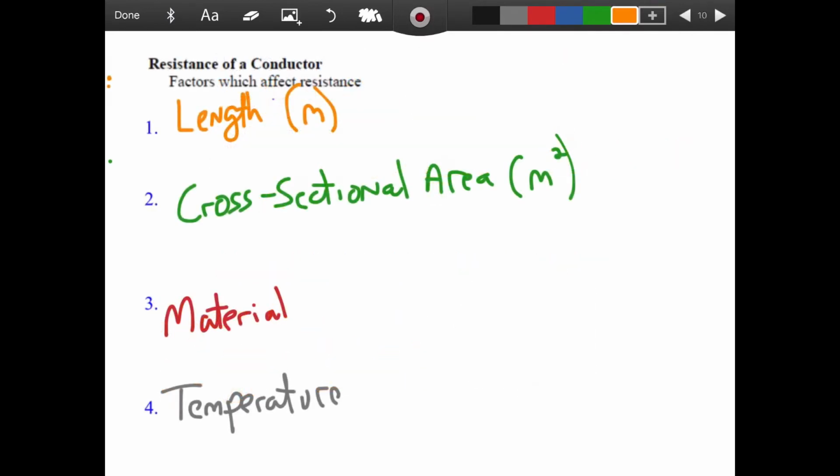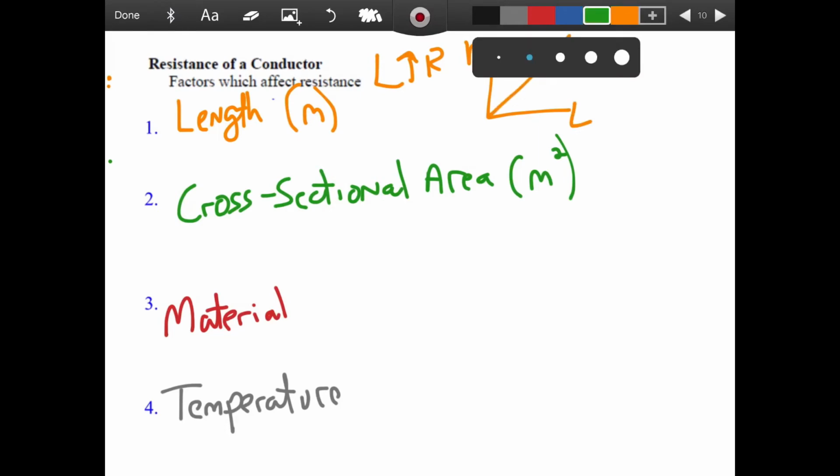All right, and when we're talking about the resistance of a conductor, particularly with wires, there are going to be four main factors that influence that resistance. The first is length, and as length increases, the resistance also increases. So if we have a quick little graph, we'll say resistance versus length, it's going to be a direct relationship. And length, again, is measured in meters.